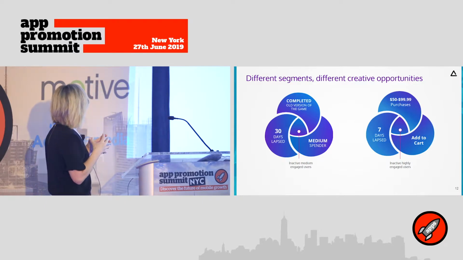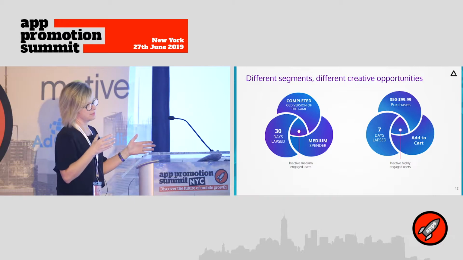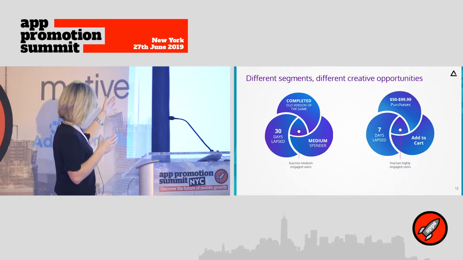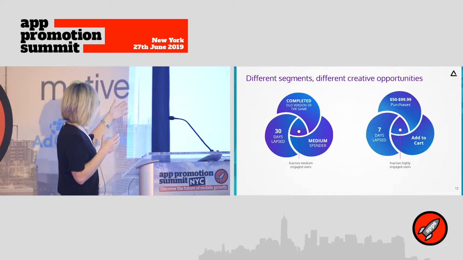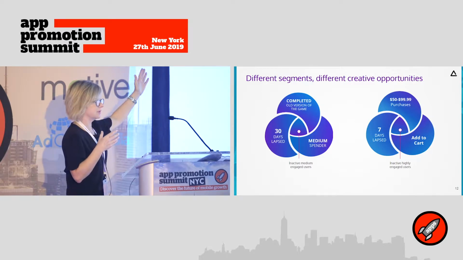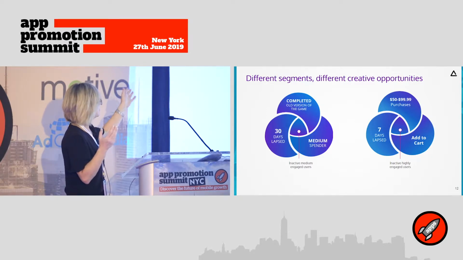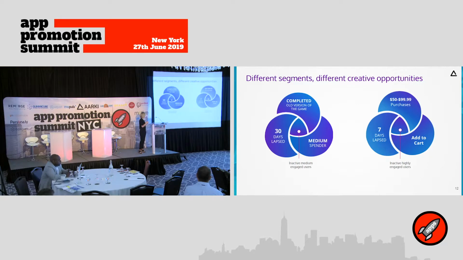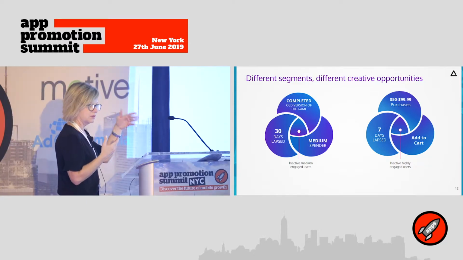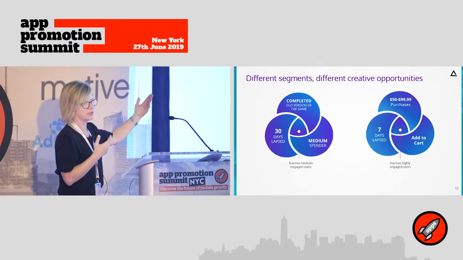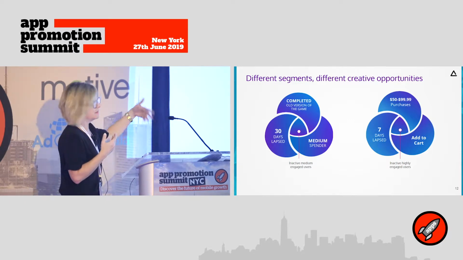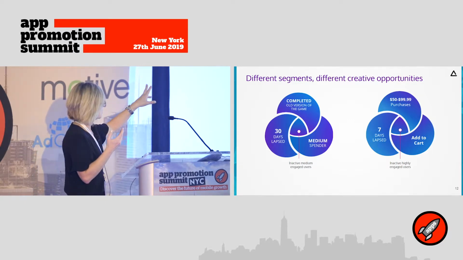So kind of pulling that together in terms of different segments, that means different creative opportunities. On the left, you have the gaming example, which is 30-day lapsed users. They've been gone from your game, but they completed an old version of the game, and they're a medium spender. On the right-hand side, you have as an example, a shopping app. They've made purchases before, but they've been gone for more than 7 days. You could change that to 30 or 90. And they've added stuff to the cart. So we're going to target that group.